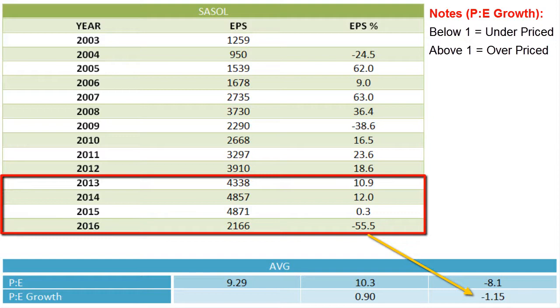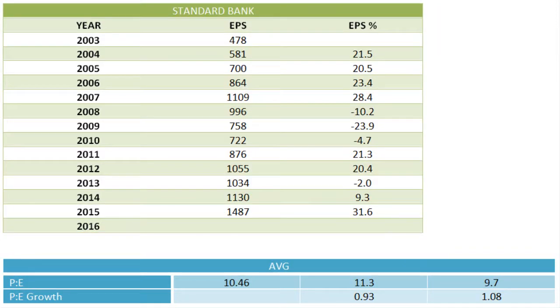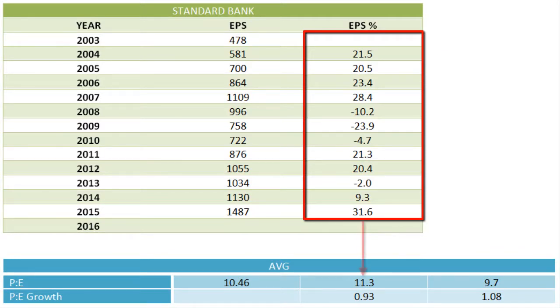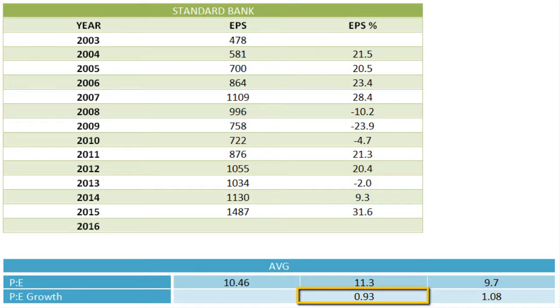Let's take another example. Standard Bank. And once again here you can see that I've put down the figures, except in this case we can only go as far as 2015 because that's all the numbers I had available to me. Over that period of time, the earnings per share has grown in percentage terms by an average of 11.3% per annum. And the price-earnings ratio in the market is 10.46, so that gives us a price-earnings growth ratio of 0.93. So the price-earnings growth ratio is calculated by dividing this 10.46 by the 11.3%, which is the average growth in earnings over that period of time.